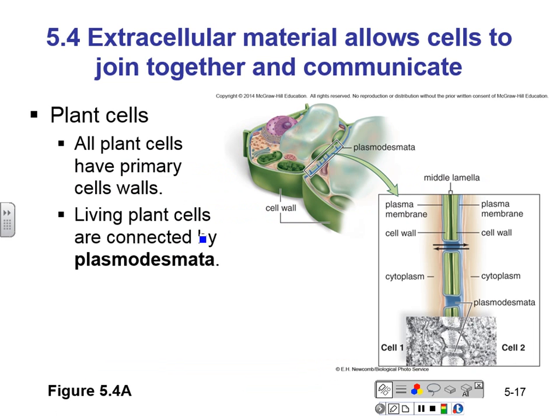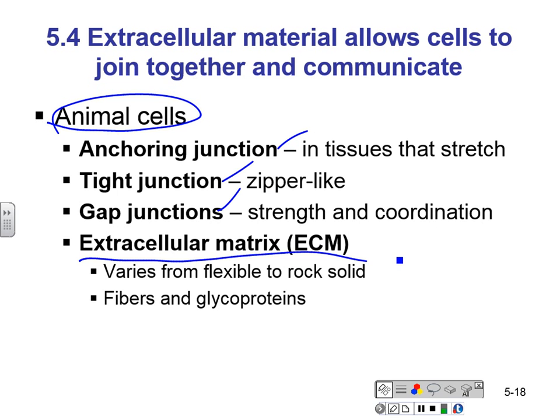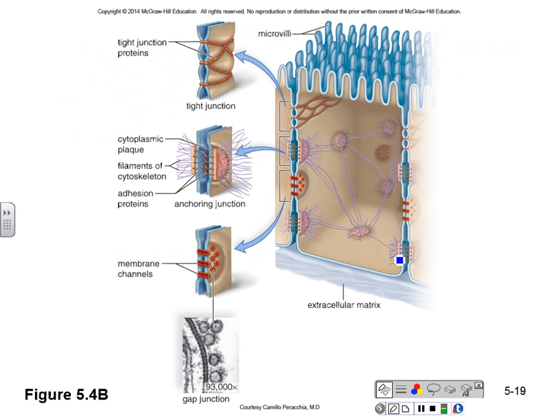Okay, the last couple things I want to talk about are some of these communication junctions that we briefly talked about. So there's something called a plasmodesmata. This isn't a plant cell. So plasmodesmata is what connects plant cells to each other so that they can communicate. In animal cells, again, make sure you know the difference. In animal cells, we have anchoring junctions, tight junctions, gap junctions, and we have this stuff called extracellular matrix that I'll talk about in just a second. Let's look at the pictures.